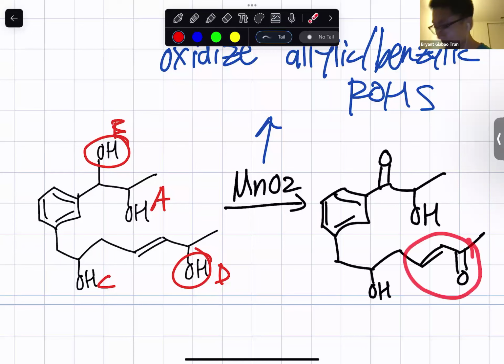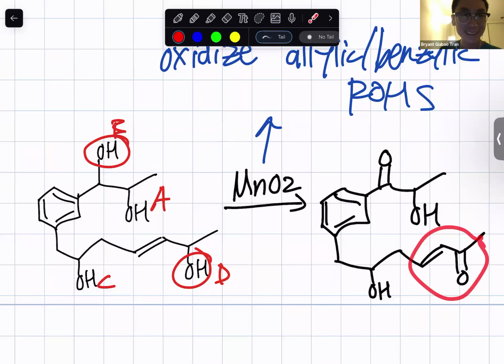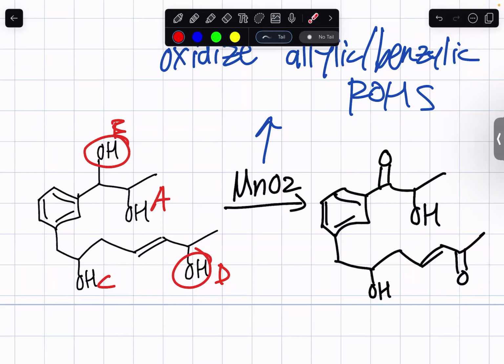And what do we form here? What is that one thing we talked about today? Isn't it a conjugated alpha beta unsaturated carbonyl, or enone? Yeah, enone. Which is an electrophile for what kind of reaction? The Michael addition. Yeah. So this could be useful in synthesis. If you do MnO2, you create this kind of enone, and then you could do Michael addition.